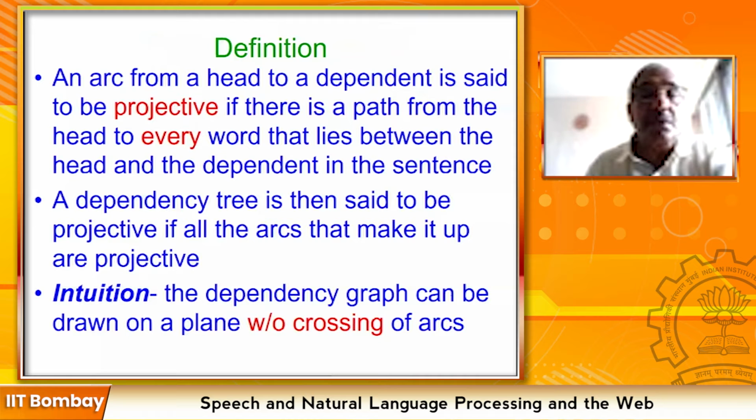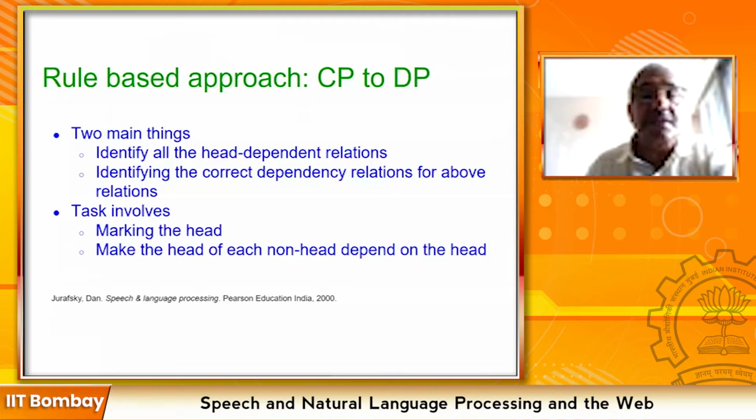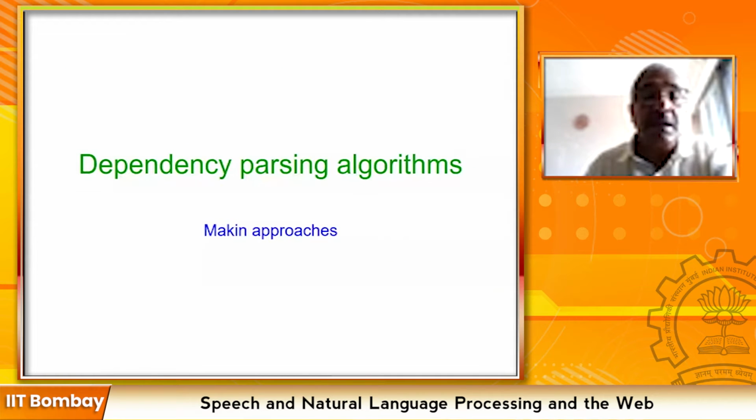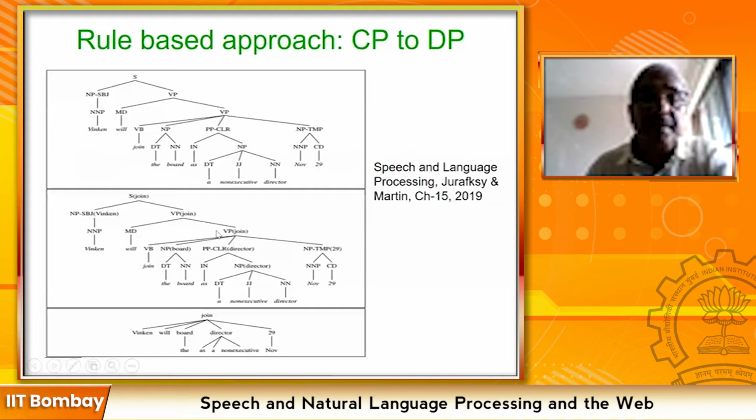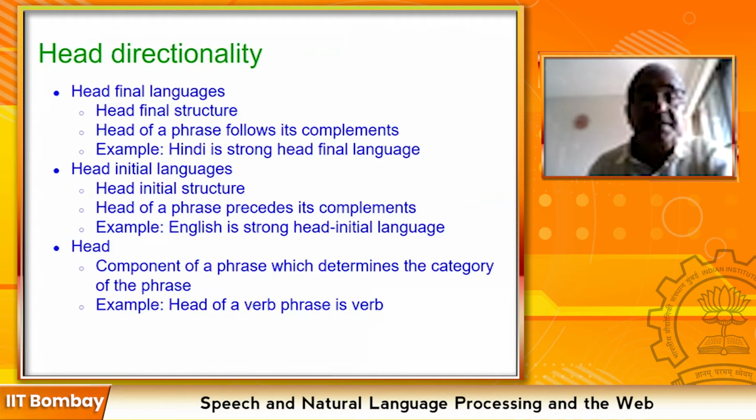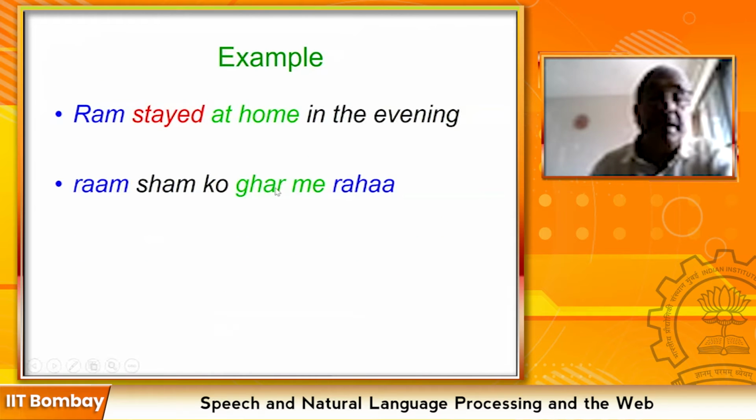Now let's go to the algorithms once again. The first algorithm was rule based, okay, where we promote the heads from below to the higher level non-terminals and thereby obtain the dependency tree. So this is best illustrated by one example which I have constructed for you.